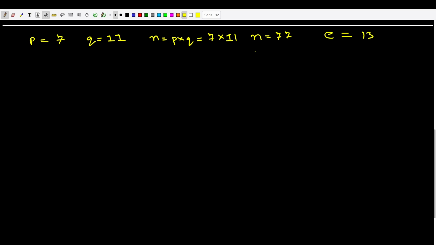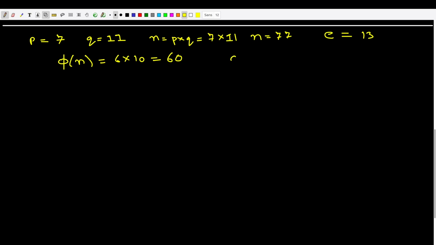Okay, and just for completeness, what is phi n? p minus 1 is 6 into q minus 1 which is 10, so this will be 60. And e is 13, which is less than 60, and it is greater than 2. So e is correct.